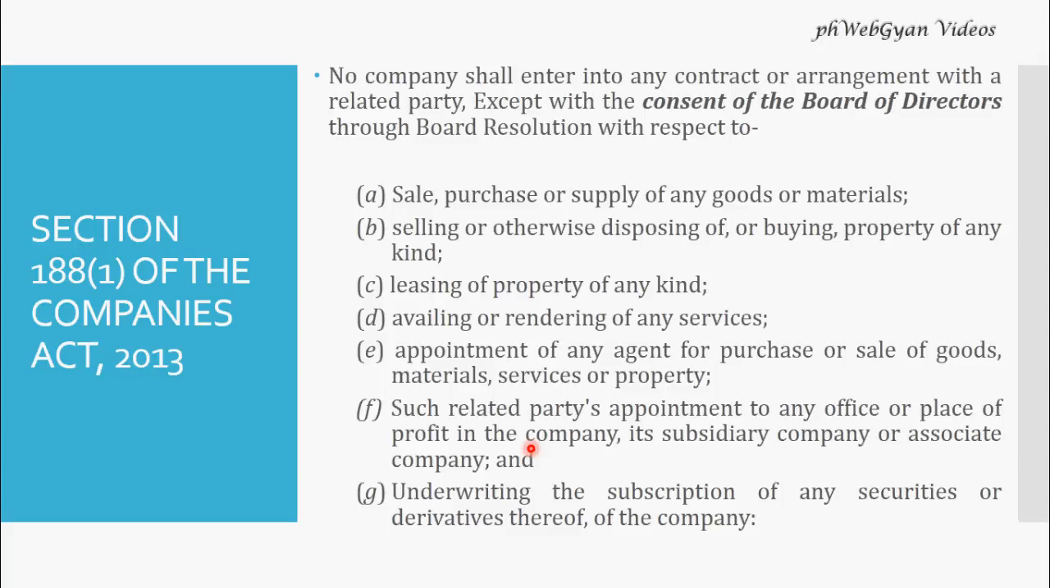Underwriting the subscription of any securities or derivatives thereof of the company. So if there is any underwriting agreement being done, or for the subscription of securities, between the company and the related party, first of all what is required? It's the board's approval, or the consent of the board of directors through the board resolution in the board meeting. Clear? So this is the basic crux which is mentioned in section 188 subsection 1. Now let us move forward.